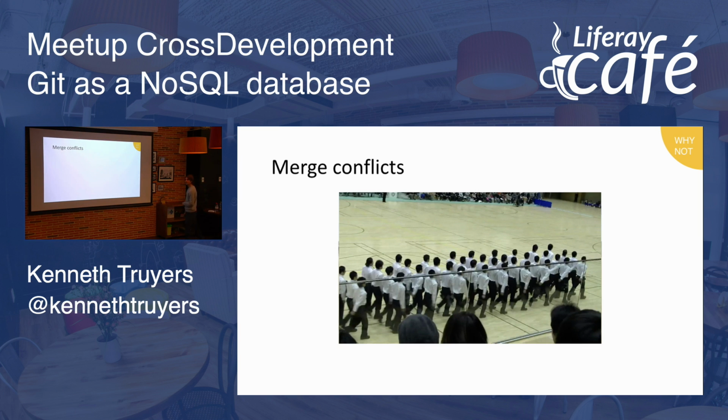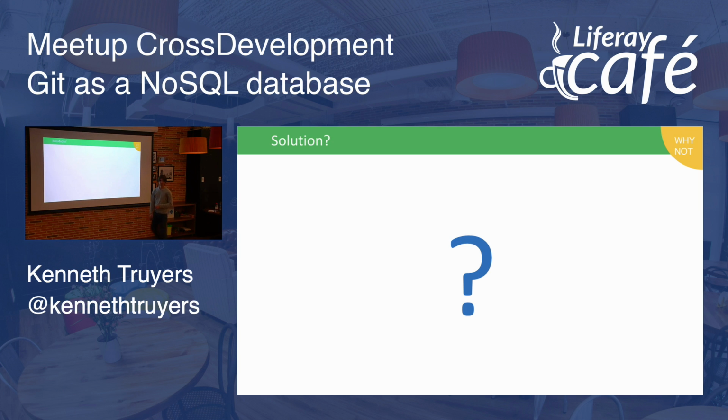Next problem, merge conflicts. I'm sure that if you do a commit and a merge, it goes a bit like this, but the real world is a bit more like that. So what's the solution here? I don't know. We haven't found really what to do there.